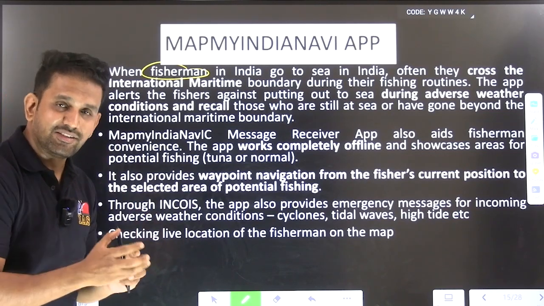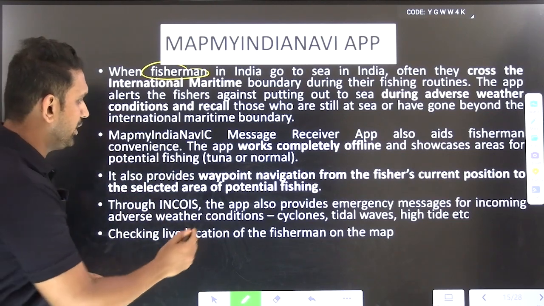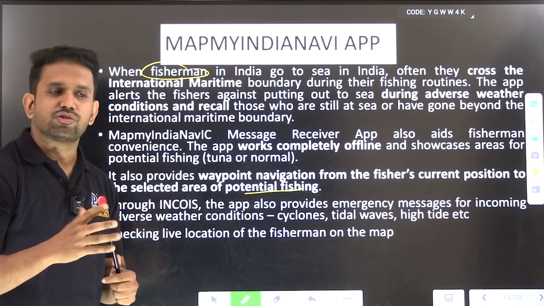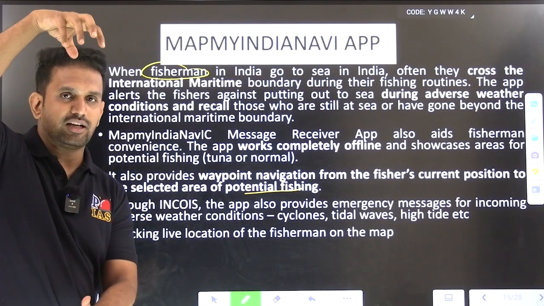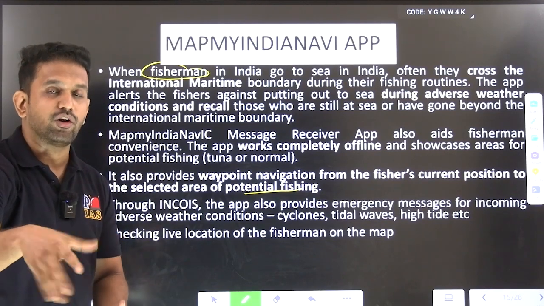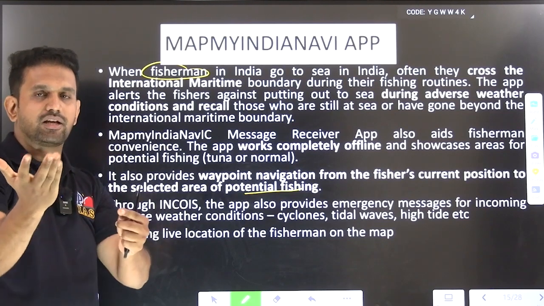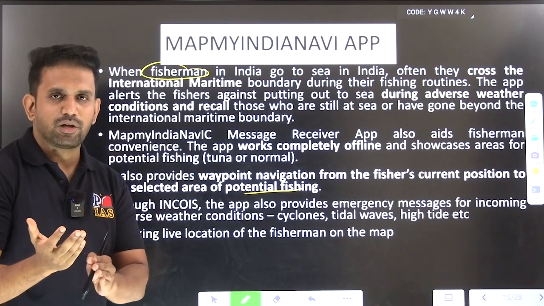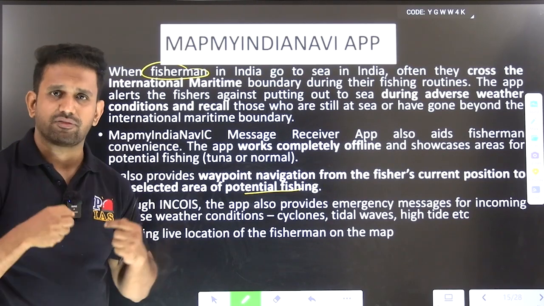Not only that, this app will help them to find out the potential fishing zones. Potential fishing zones means a dark blue color is what is actually seen by the satellites. Dark blue color represents that a lot of fish are there, and that particular information will be sent to their mobile phone, just like our GPS, and the fisherman will take his boat toward that particular fishing zone and catch the fish and come back.